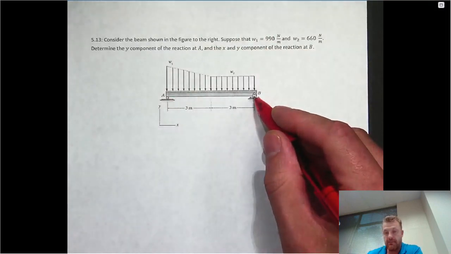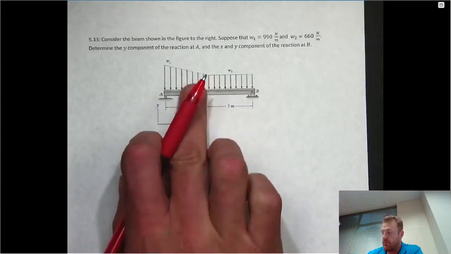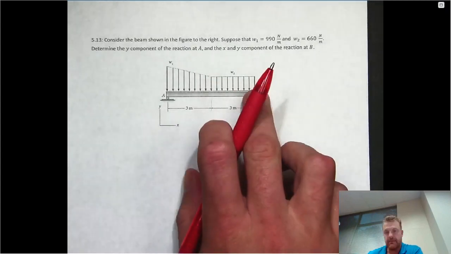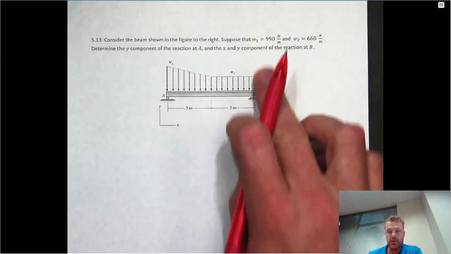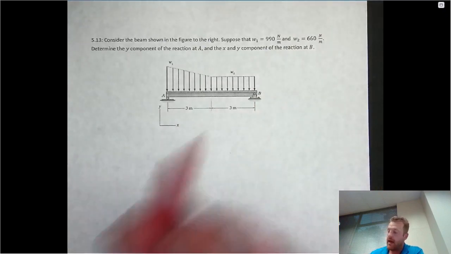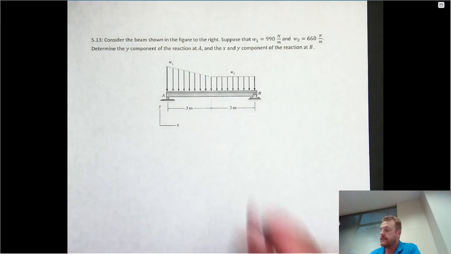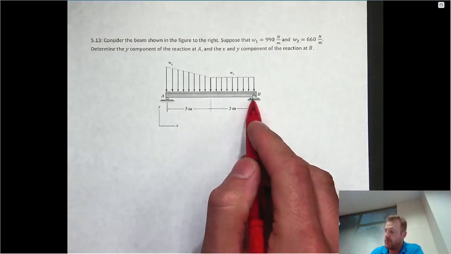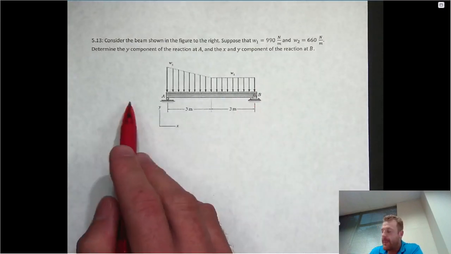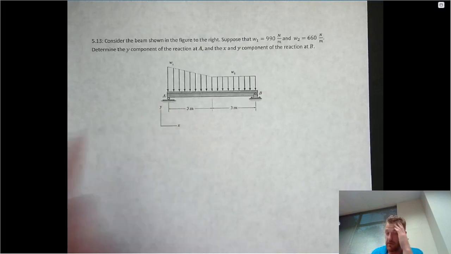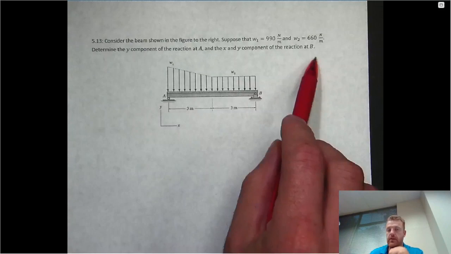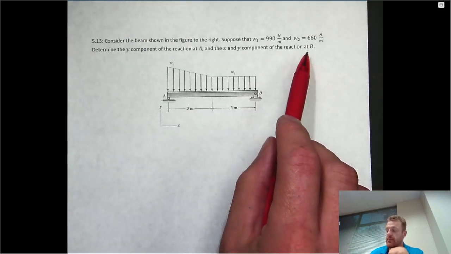However, this pin connection at B, if you try to push it to the right, it can oppose that because it's actually pinned in. It can also oppose vertical forces as well. However, if you think about something that's pinned, it can still rotate. So this type of support structure can oppose both vertical and horizontal forces. This kind of support structure can only oppose vertical forces. So when you talk about the unknown reactions, that's why this only has a y component versus this has an x and a y component.